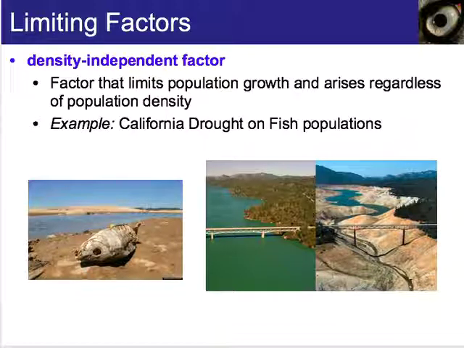Density independent factors are factors that limit population growth and arise regardless of the population density. For example, the California drought we had the past few years, or the wildfires that are going on right now, or the Houston flood. That flood is going to happen despite if people live there or not.